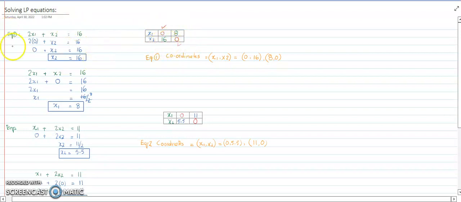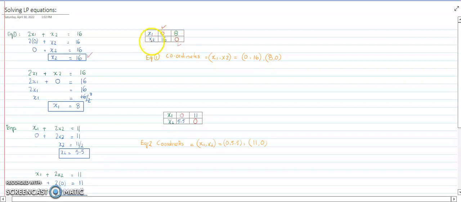So let's do it in the equation. Here we have first done x1 equal to 0, so putting 0 in place of x1, 2 into 0 becomes 0, plus x2 will be the same, equals 16. So x2 is equal to 16. This is the first value. By making x1 0, we got x2 equal to 16.